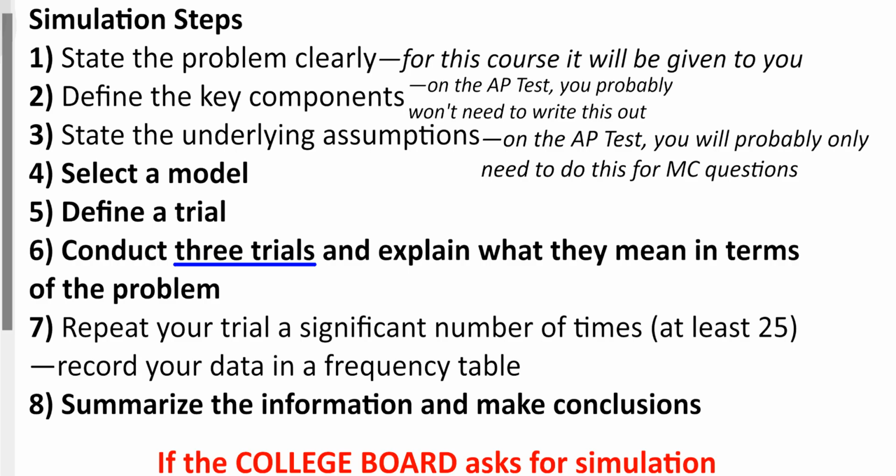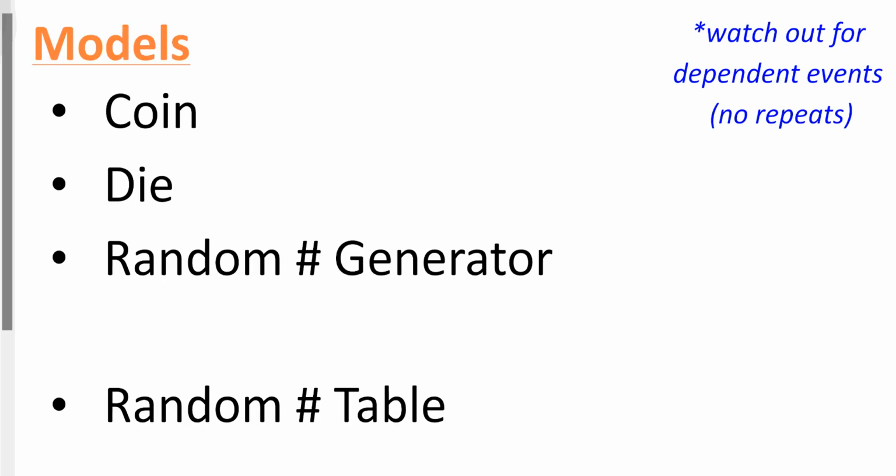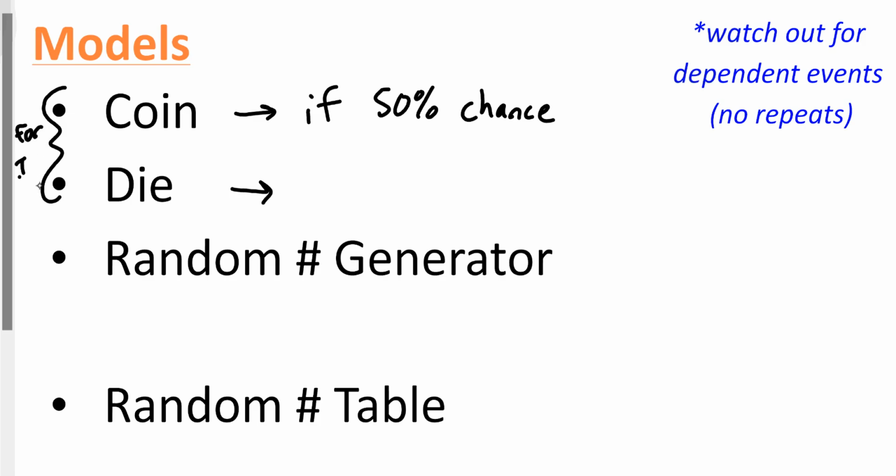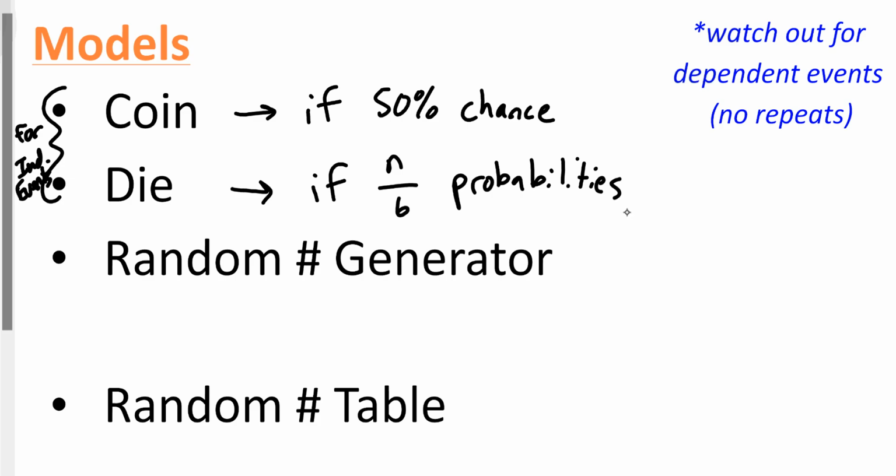Now, let's talk about a couple of these things. First of all, what models are good. It's got to be some model of randomization. So it could be flipping a coin. These, again, typically only work if we have a 50% chance of something. Okay? Or a die. Again, this is good, and these are good for independent events. But this only works if you have an out-of-6 probability. If you do, perfect. Let's use it, because those are typically easy to simulate.